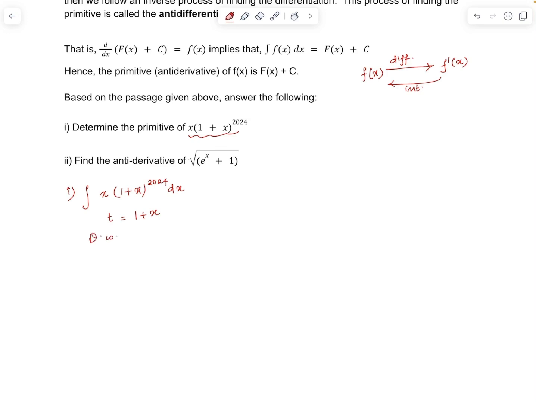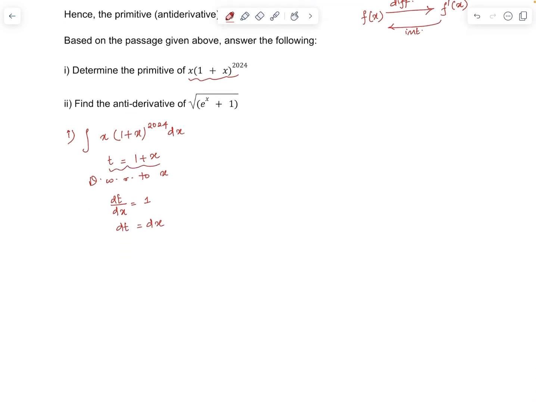Differentiating this with respect to x, dt by dx is 1. That is, dt is equal to dx. From t equal to 1 plus x, let's get what x is. x is equal to t minus 1. Integral, now x in terms of t is t minus 1, times t power 2024, which is equal to integral t power 2025 dt minus integral t power 2024 dt.